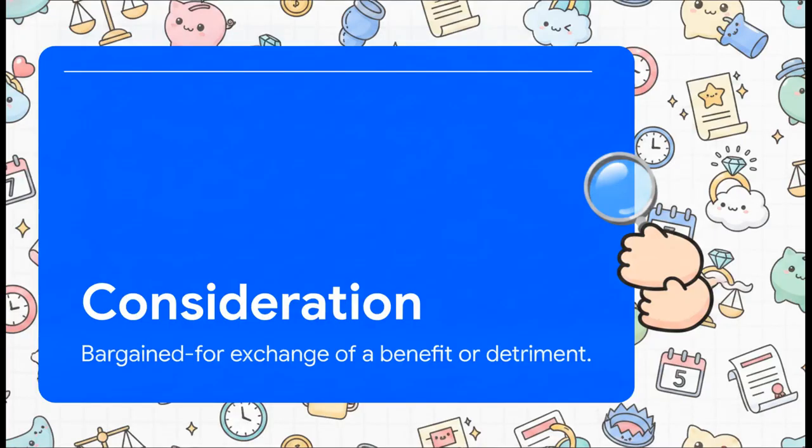And looking at the C in our donuts mnemonic, consideration is basically the engine of the contract. It simply means both sides have to exchange something of legal value. It's a bargain for exchange of a benefit or a detriment. You've really got to watch out for tricky traps here, like a pre-existing duty or a promise that's completely illusory. Someone has to give something up, like the forbearance of a legal right, to make the whole thing binding.